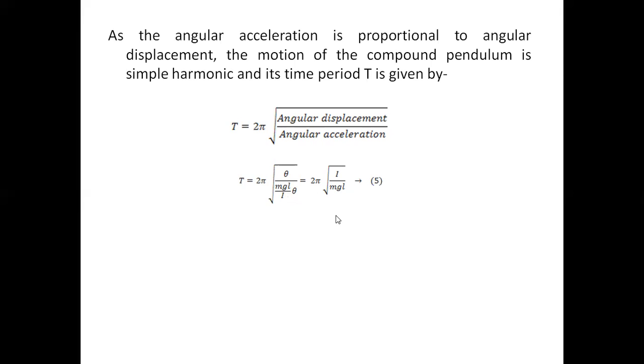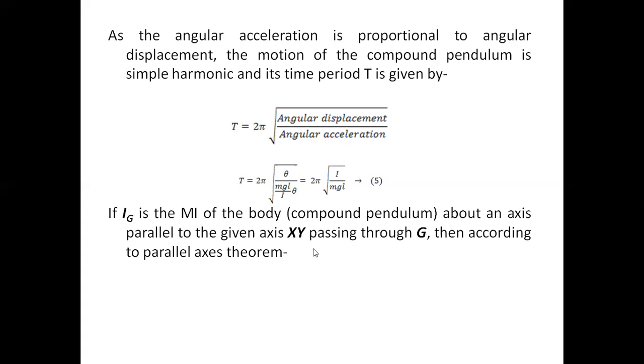Now we have to determine the moment of inertia value I, which is the moment of inertia of the compound pendulum about an axis passing through xy. Suppose in the same figure, Ig represents the moment of inertia of the compound pendulum about an axis parallel to the axis xy which passes through the point O. Then the axis xy and the axis which passes through the center of gravity are two parallel axes. So by using the parallel axis theorem, we can determine the value of I.